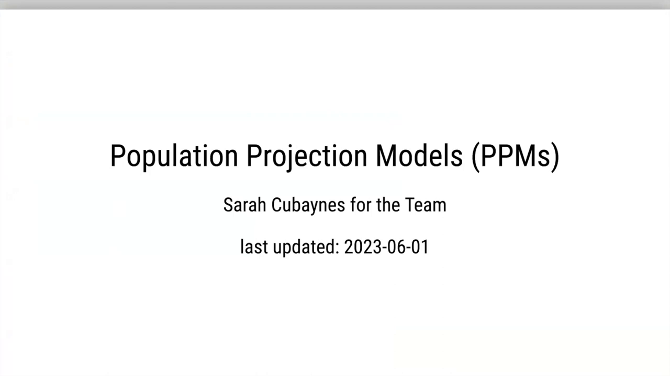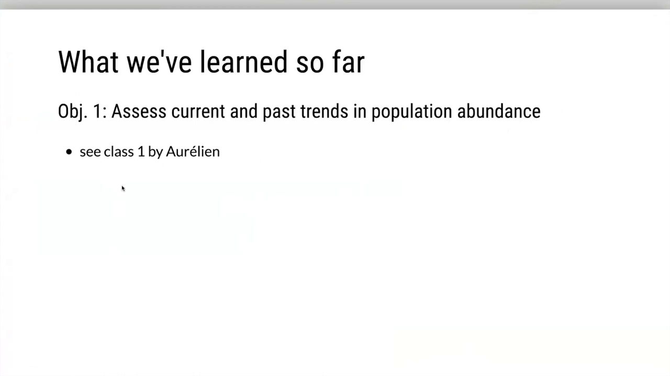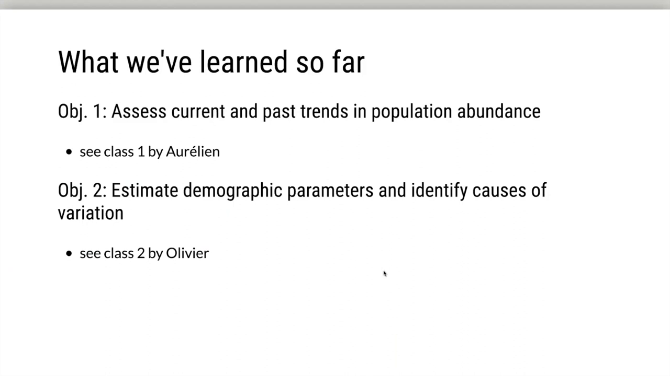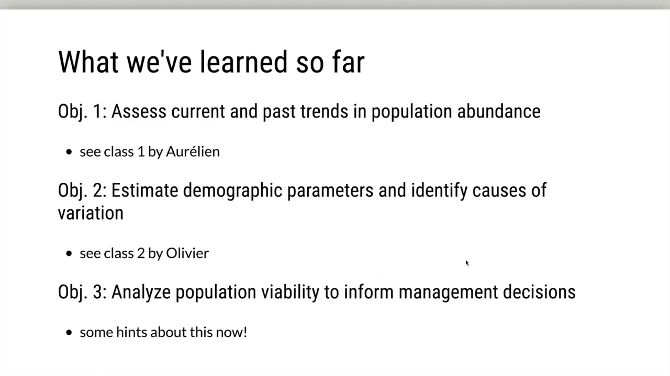Ah, okay, perfect. So we're going to start this last class of the workshop, and we're going to have three sessions together about population projection models. So we've seen so far how to assess current and past trends in population abundance with Aurélien. Then with Olivier, you discussed how to estimate demographic parameters and identify the causes of variation in survival rates or transition rates in capture-recapture models. And now we're going to see the kind of things we can do using abundance estimates or census data or demographic parameters to assess population viability and inform management decisions.